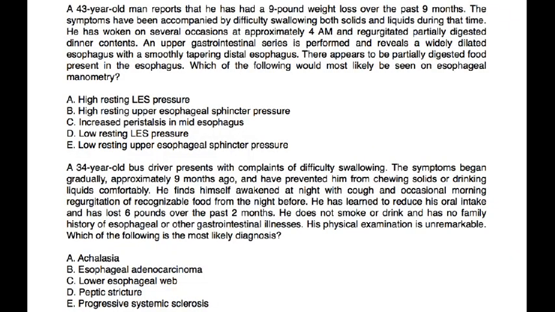A 43-year-old man reports that he has a 9-pound weight loss over the past 9 months. The symptoms have been accompanied by difficulty swallowing both solids and liquids during that time. He has woken on several occasions at approximately 4 a.m. and regurgitated partially digested dinner contents. An upper GI series is performed and reveals a widely dilated esophagus and a smoothly tapering distal esophagus. There appears to be partially digested food present in the esophagus. Which of the following would most likely be seen on esophageal manometry?